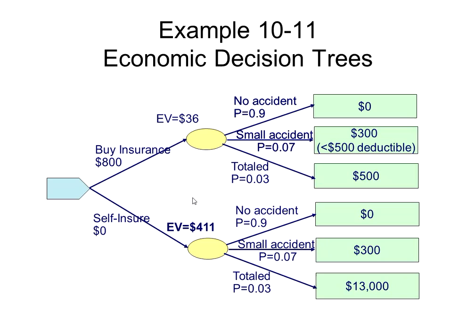So when we compare it, right, the buying insurance, we have 36, but we also add 800. So together, that's going to be 836 versus self-insurer, we pay 0. So 0 plus 411 is going to be 411. So we're actually comparing 836 with the 411. And so you can see that 411 is less than 836. Right? 800, because when we buy insurance, we need to add that to the expected value. So we're going to prune this branch of buying insurance and go with self-insured.